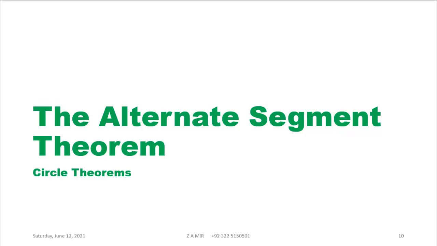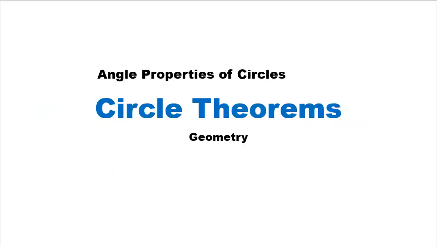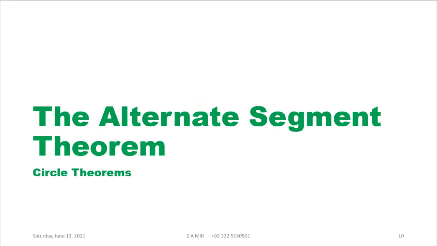The alternate segment theorem. This theorem is about the angle properties of the circle. Let's see what the alternate segment theorem is and how we can apply it on the angle properties of the circle.